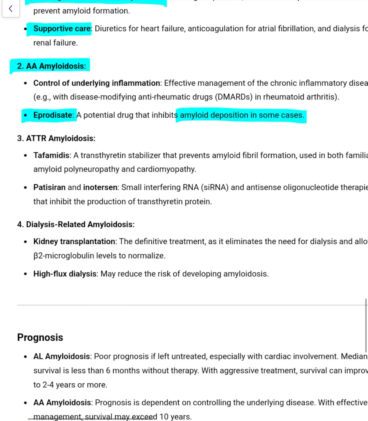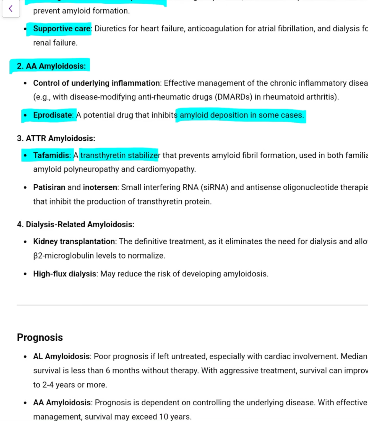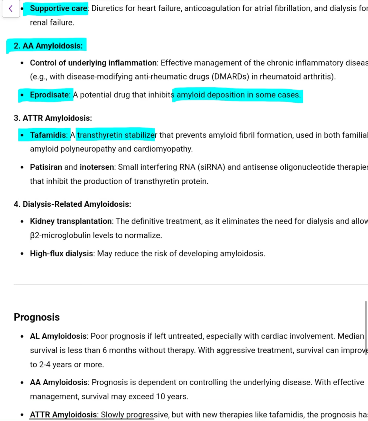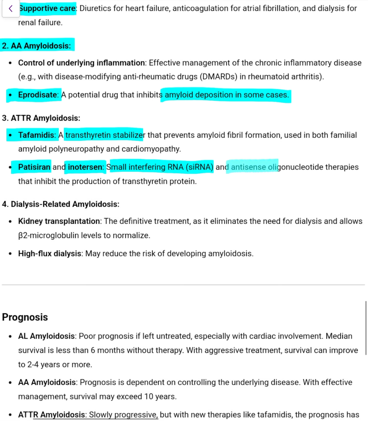Next is ATTR amyloidosis, that is familial. So this is tafamidis. It is a transthyretin stabilizer that prevents the amyloid fibril formation, used in both familial amyloid polyneuropathy as well as in cardiomyopathy. Other drugs like patisiran and inotersen. These are small interfering RNAs and antisense oligonucleotide therapies that inhibit the production of transthyretin protein.